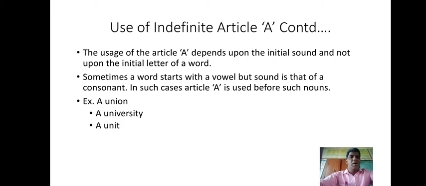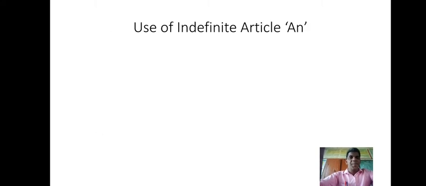For example, a union. Here, union is a singular noun. Union is a countable noun, but it begins with the letter U, which is a vowel, but the sound is y, which is a consonant. So when we pronounce this word, the initial sound is a consonant sound, union, y sound. That is why it takes article a. Similarly, in university and unit also, we have consonant sound in the beginning. That is why they take article a.